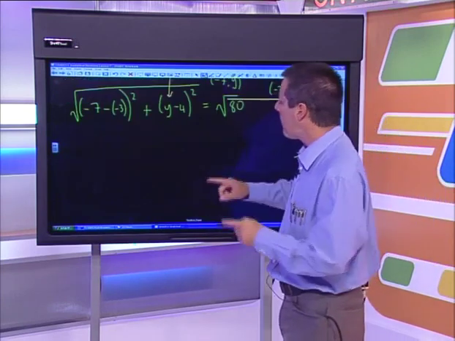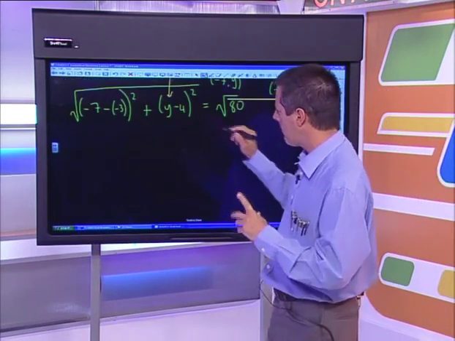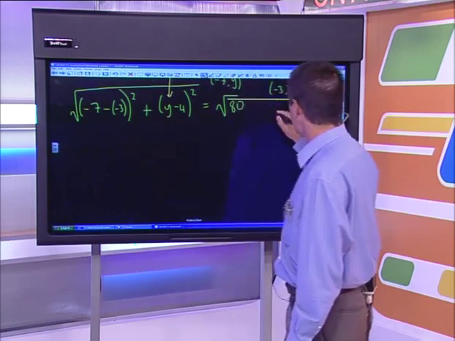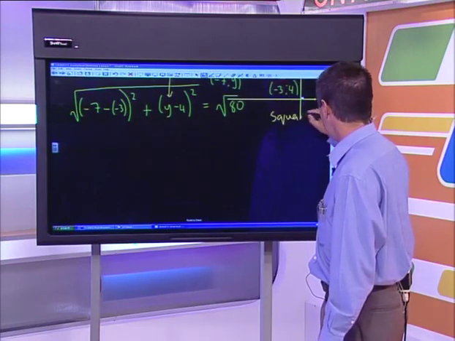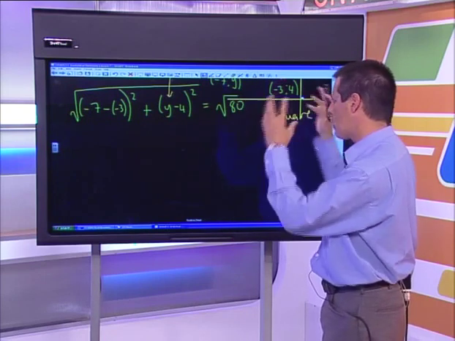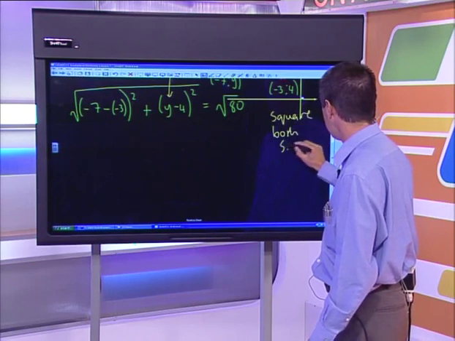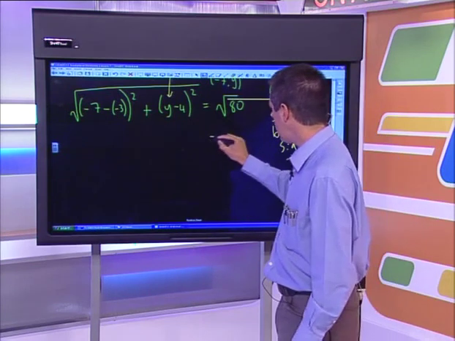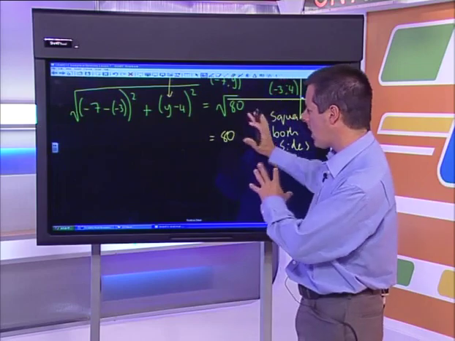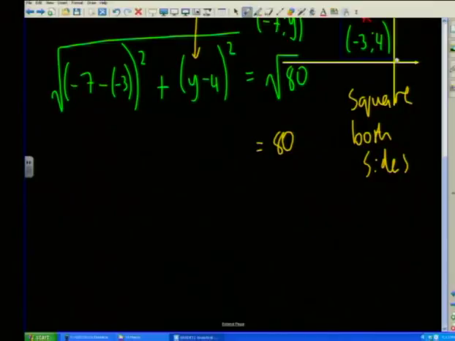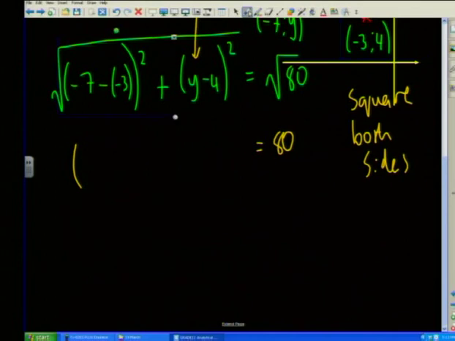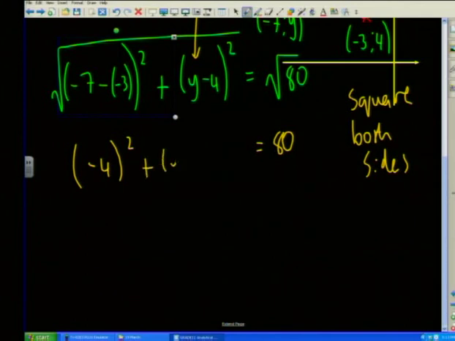So I'm going to simplify slowly and do one little step at a time. First thing that I can do is square both sides, because both sides contain a square root. So if I square both sides, I can get rid of the roots. So square both sides. And so on the right-hand side, I'm going to see 80. Makes it a lot nicer when I'm going to solve. And then here on the left hand side, minus 7 minus negative 3 is minus 7 plus 3, which is minus 4 squared, plus then y minus 4 squared.